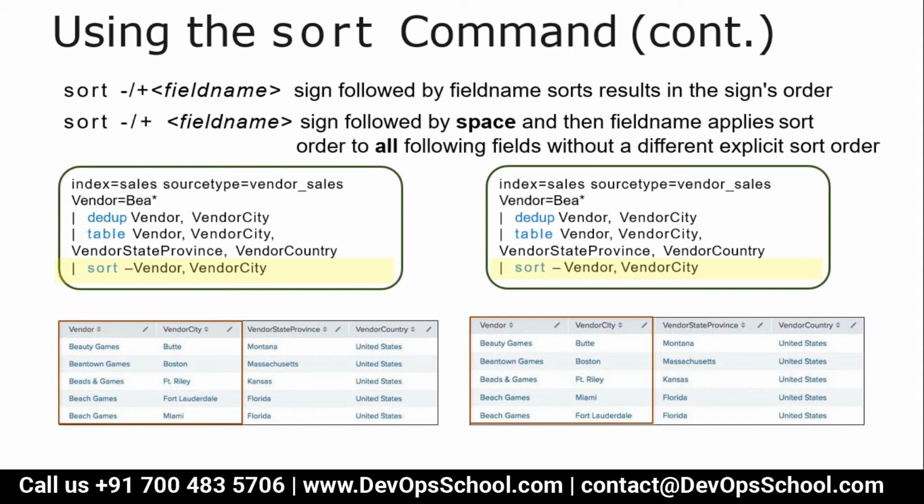On the left side you are not adding a space after the hyphen. Because of that, the results you get are different. Here you have a beach, just look at the vendor beach games. Here you have beach games in Miami, and here you have beach games, FT relay also and FT Miami also. So that way you can play with dedupe and sort.